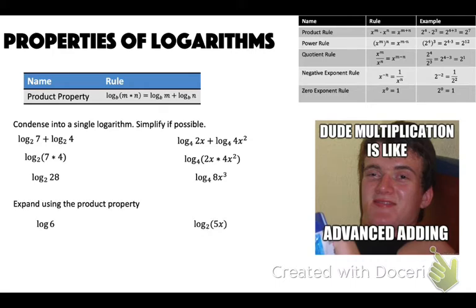Cool? What if we want to expand them? Okay, so we want to expand using the product property. Well, this first one, we have log of 6. Well, 6 is the same thing as 2 times 3, right? So I could just rewrite that as 2 times 3. And then that's going to be log of 2 plus log of 3. So multiplication goes with addition. Here, log base 2 of 5x. Well, that's the same thing as 5 times x. So this is going to be log base 2 of 5 plus log base 2 of x. Cool. So product multiplication goes with addition.